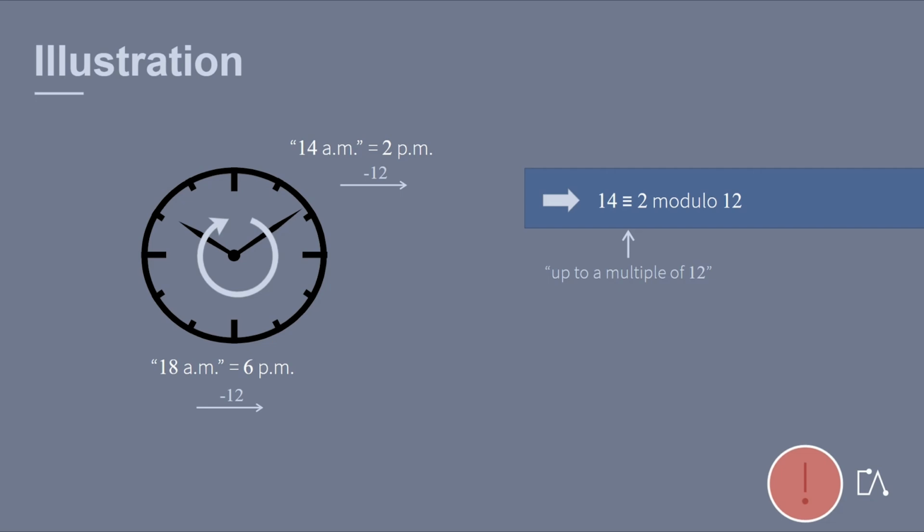Of course, we could have more than one clock rotation, or even a backwards rotation. Hence all of those numbers are equal modulo 12. In general, you can of course do this for arbitrary values other than 12. If you want, you could simply think of a clock with more or less than 12 hours.